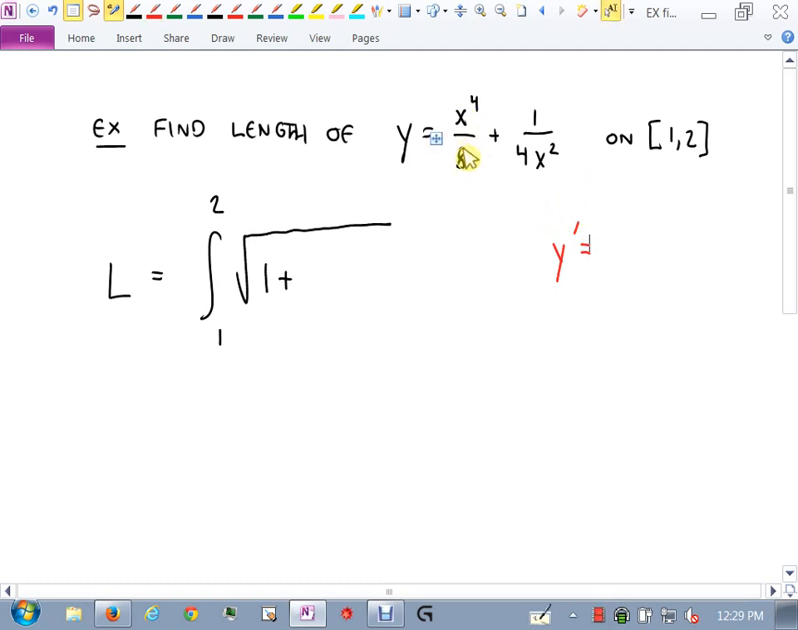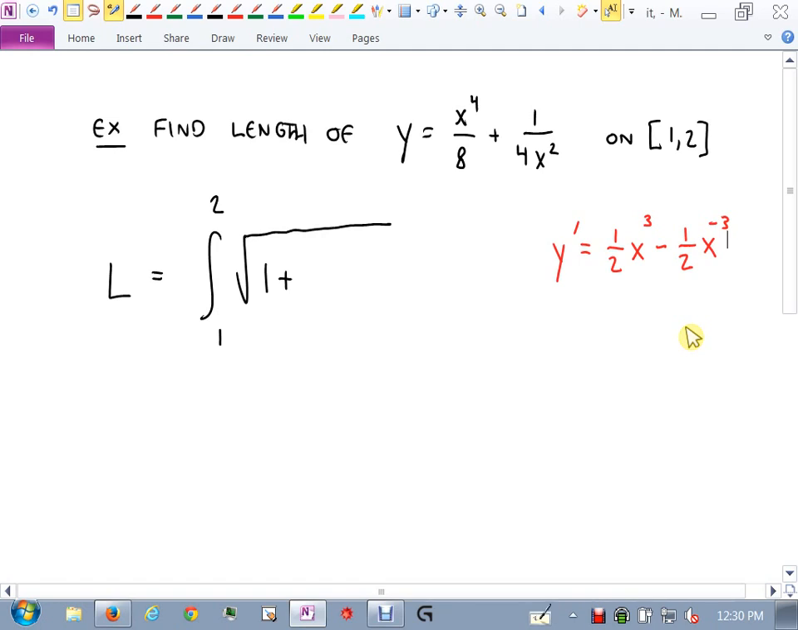What is the derivative of this right here? 4/8, so 1/2 x cubed. And then what's the derivative of this? Maybe move the x squared up as an x to the negative 2 and then take the derivative. So negative 2 comes out, so negative 1/2, is that right? x to the negative 3, careful there. That's my derivative.